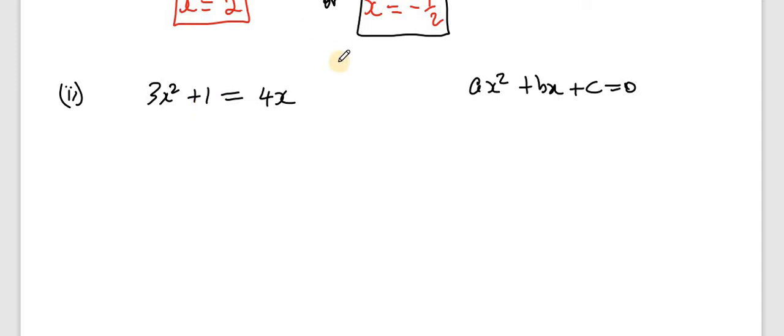Bring the 4x over to the other side. Right. So we can now have it equals 0, and it becomes negative 4x. Where do I put the 4x though? After the 3x squared or before the 1? Before the 1. Right. Look at the formula.